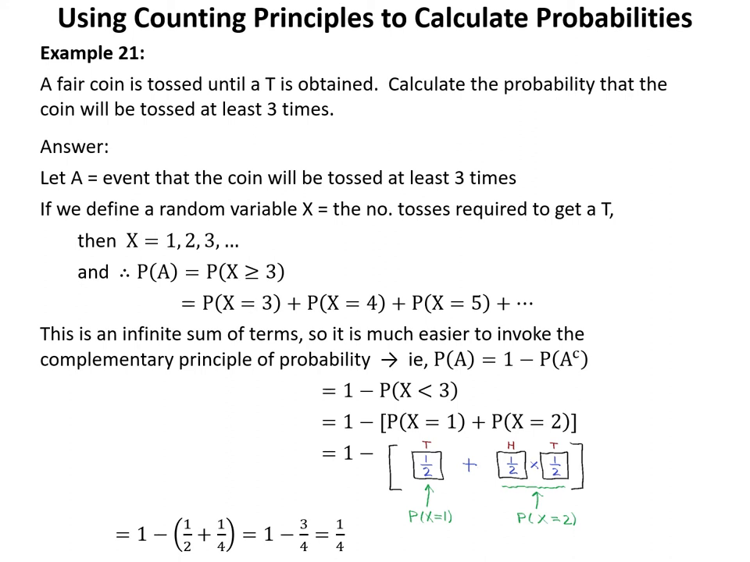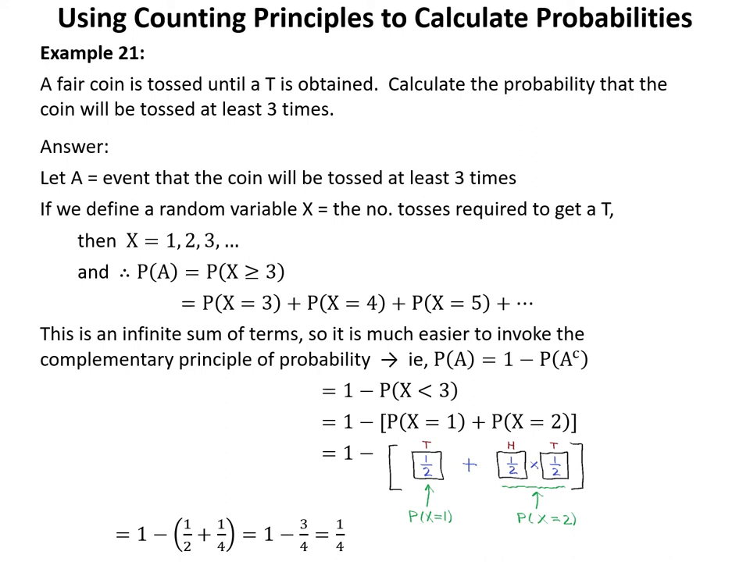But we can restate the question that we're trying to find. The answer that we're trying to get is the probability of event A, which is the probability that X is greater or equal to 3. Now that equals the probability that X equals 3 plus the probability that X equals 4 plus the probability that X equals 5 and so on without end. And this is a problem because it's an infinite sum of terms. And in order to be able to do this without having to do an infinite number of calculations, it's obviously much easier.